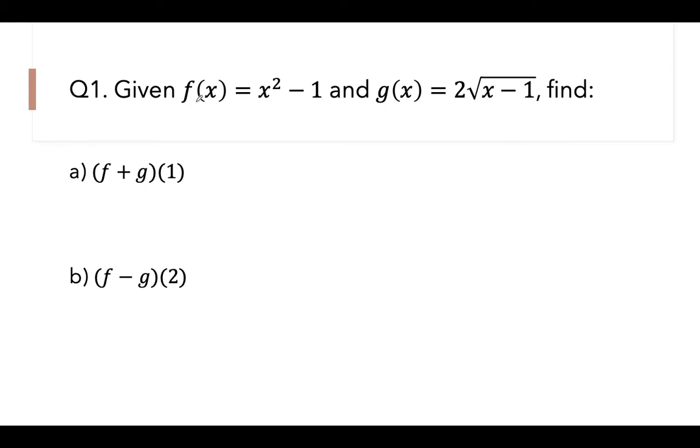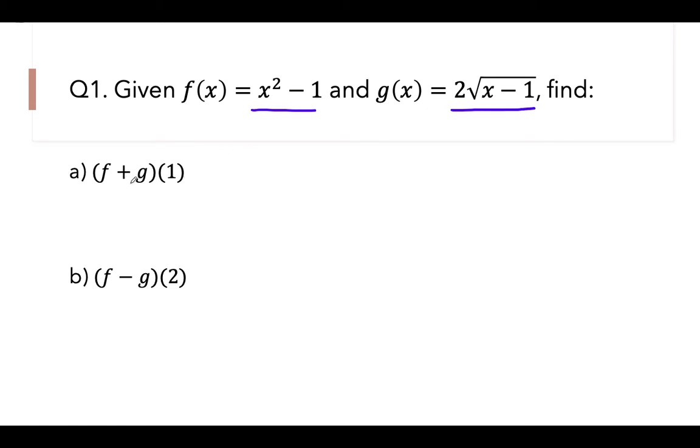Okay, so let's see question 1. We're given f of x equals x squared minus 1, and g of x equals 2 square root x minus 1. You will notice that they are different functions. This one is a parabola, and the second one is a square root. Like I said, the functions could be totally different, or they could be from the same family of functions.